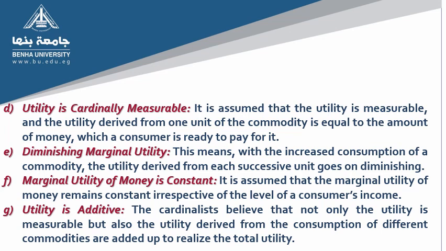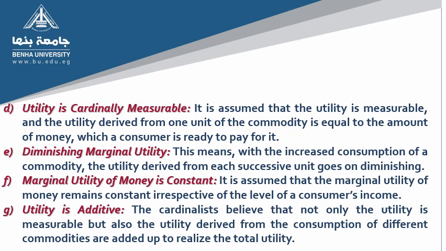Marginal utility of money is constant. It's assumed that the marginal utility of money remains constant irrespective of the level of consumers' income, which means that it doesn't matter if the consumer is poor or rich. In both cases, the utility of money is constant.